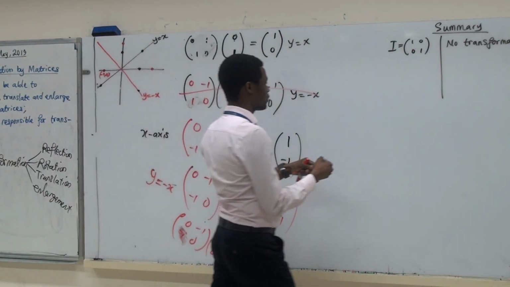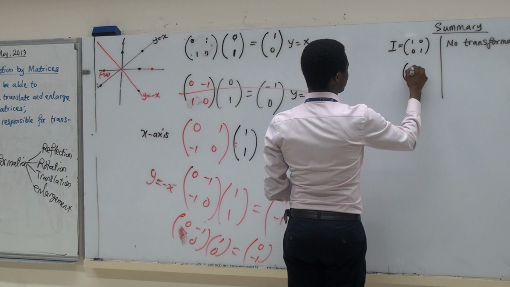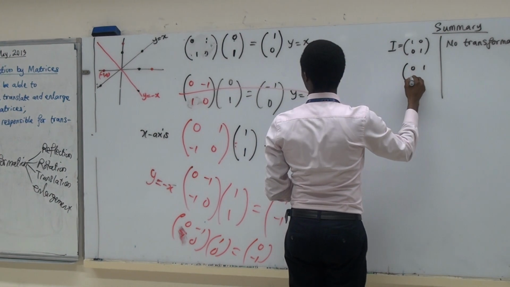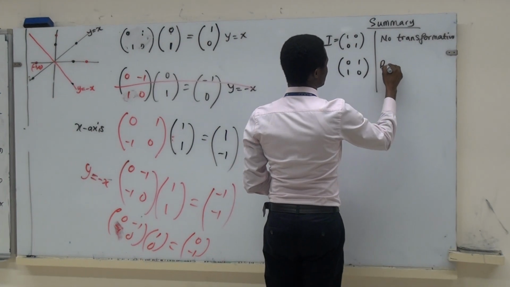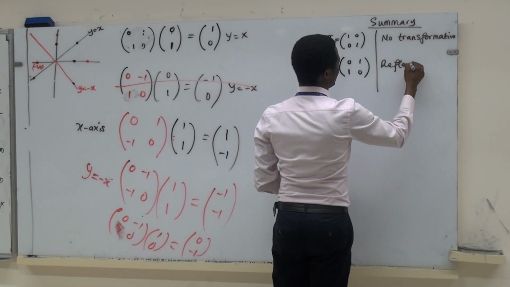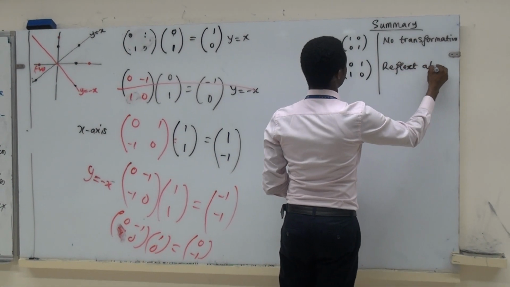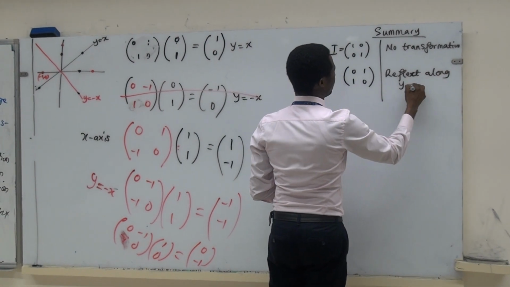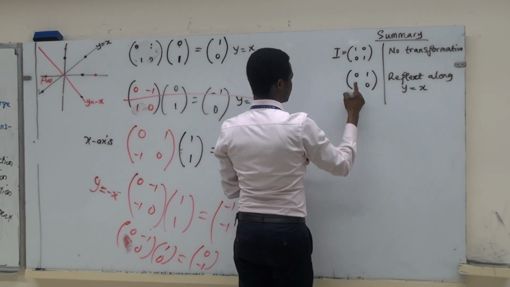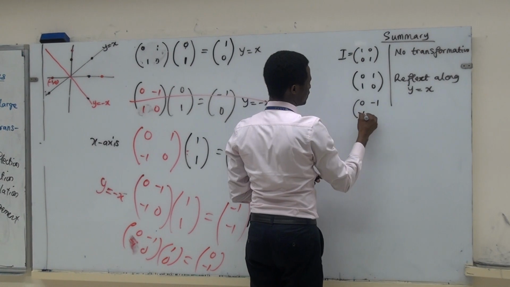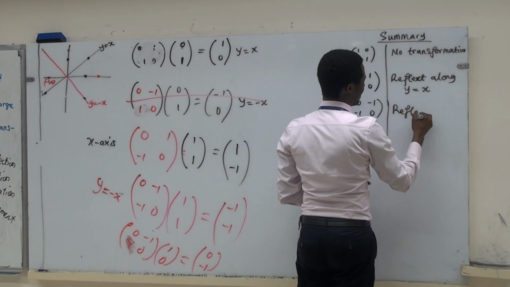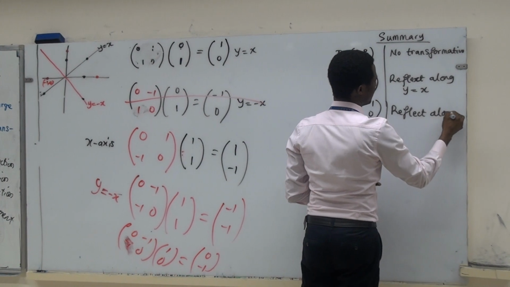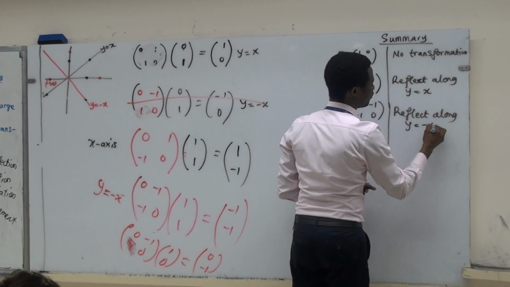So if we have 0, 1 and 1, 0, what does this do? Reflects along what? Y equals x. But if you change it to this, what does that do? Reflects along y equals negative x.